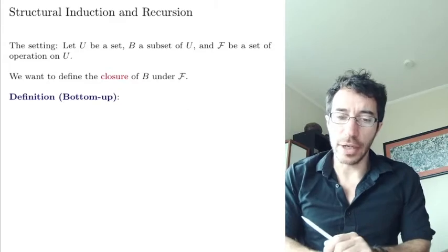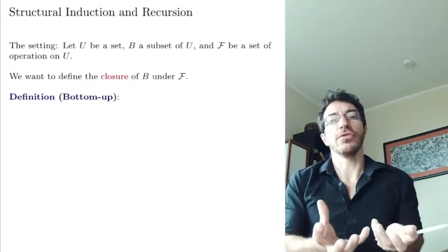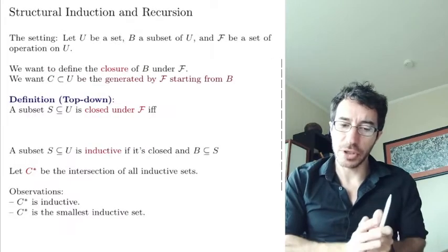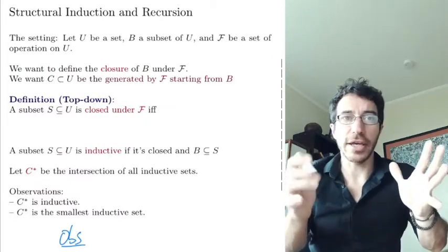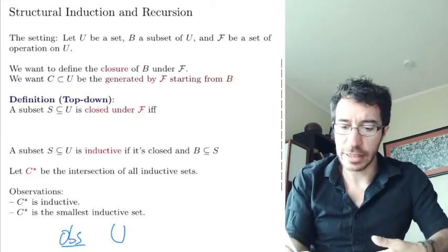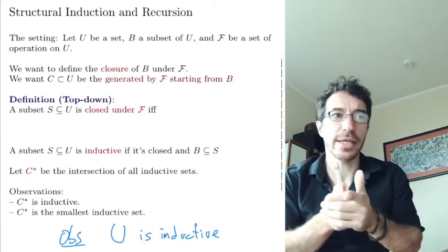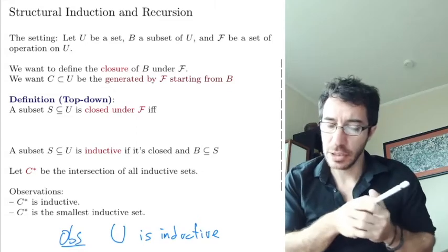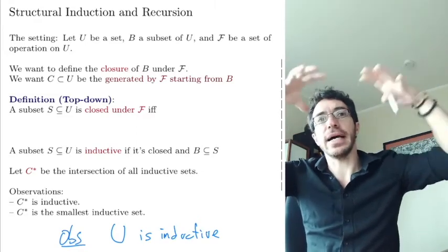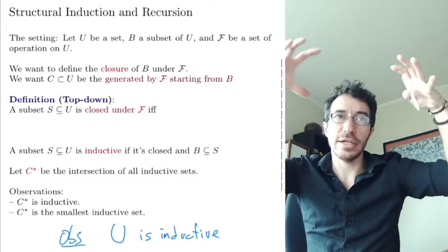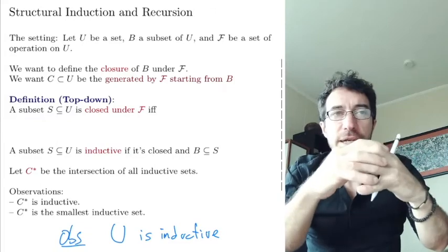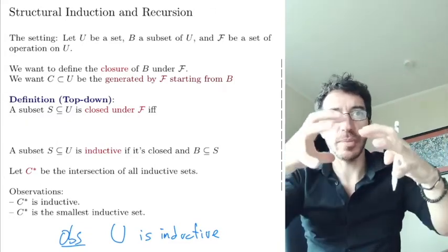Now we want to look at the definition that we call from the bottom up, right? So this was from the top down. Why do we call that one from the top down? If you take U itself, the whole universe, it is inductive. Try to prove why that's the case. It should be easy. And so that means we are starting from things that are bigger than your set C star, and going down, getting to the smallest possible inductive set. That's our C star. That's why it's from the top down.